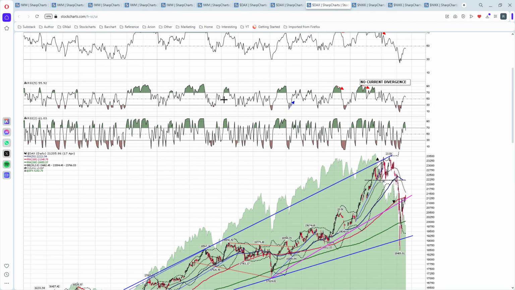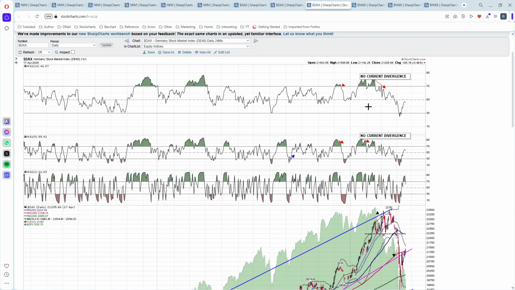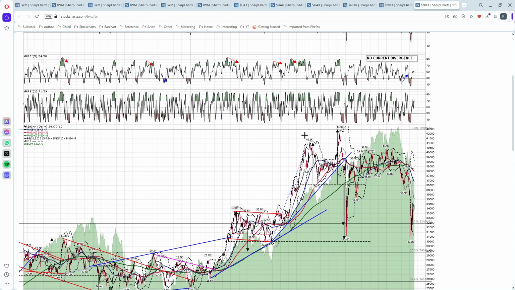DAX, we've seen a move, almost got back to the daily middle band. I'd like to see a little more downside, and then higher on that too. And Nikkei, the same. Again, daily middle band is the potential failure rate, which only a couple of these have reached, and they could all fail at. So I'll be watching that closely as and when we get there.